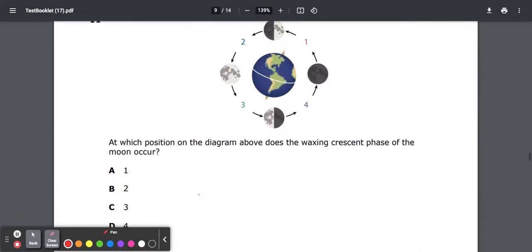Number 11, at which position on the diagram does the waxing crescent phase of the moon occur? Well, here's my new moon. That's the one I should always find first. So that means my sun is over here. I'm going to be waxing, going from dark to light, and I'm looking for a waxing crescent. So I can cross 3 and 4 off because I know those are not waxing positions. So I'm looking at strictly 1 or 2. And crescent is just a little sliver of light. So then it is going to be at 1.